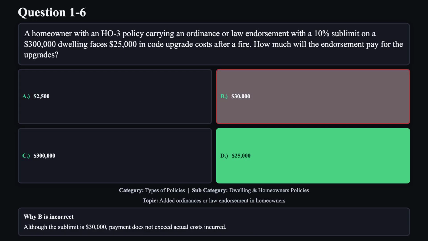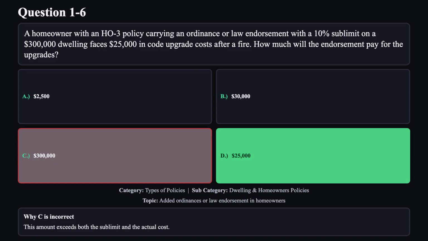Reason B is not correct. Although the sublimit is $30,000, payment does not exceed actual costs incurred. Reason C is not correct. This amount exceeds both the sublimit and the actual cost.